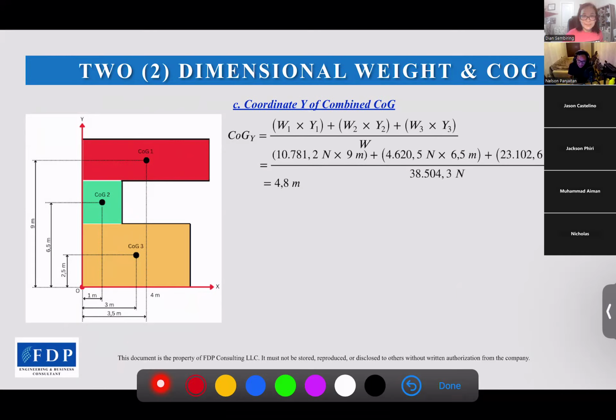So we use the same formula to calculate the COG in both directions, x and y. The only difference is if we want to calculate the COG for the x direction, we use the x coordinates of each COG. And if we want to get the COGY, then we use the y coordinates of each COG. So that's the basics, but the formula remains the same.